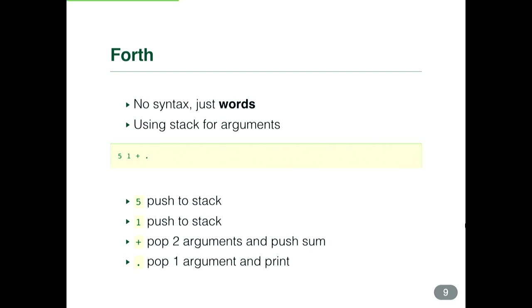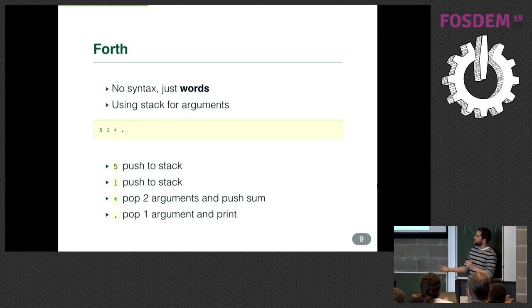So Forth is basically the simplest language that you can imagine, or at least for me. There is no syntax. Your code consists just of space-separated words. That's all. You have numbers, and you have other words. Numbers will push themselves to a stack, and then the words will execute some action, usually taking parameters from the stack and pushing the result back to the stack.